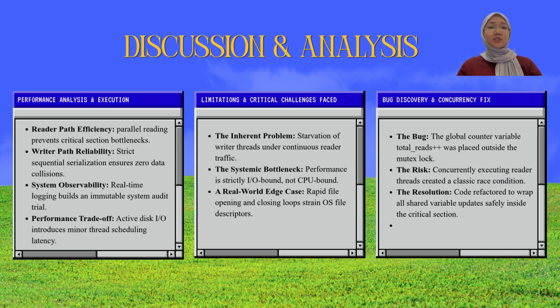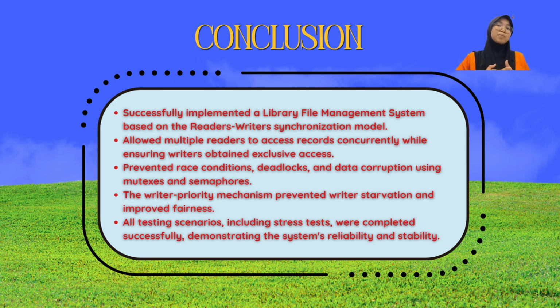In conclusion, our group project successfully implemented a library file management system using the readers-writers synchronization model. The system allowed multiple readers to access records simultaneously while ensuring writers had exclusive access when updating the shared file. By using mutexes and semaphores, we prevented race conditions, deadlocks, and data corruption. The writer priority mechanisms also improved fairness by preventing writer starvation. Overall, the project gave us valuable hands-on experience in applying operating system concepts to solve real-world synchronization problems.